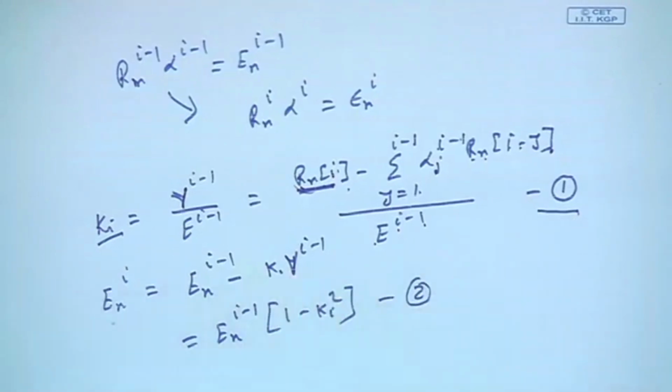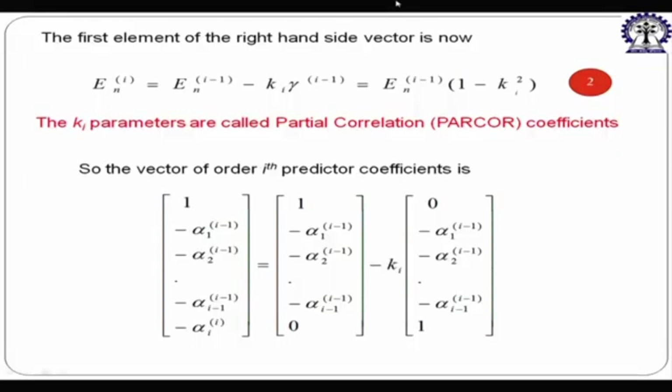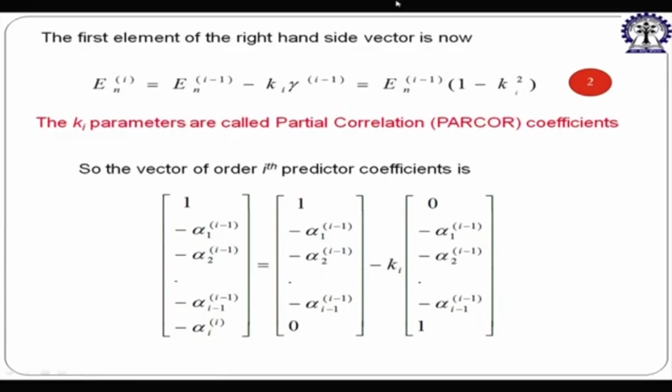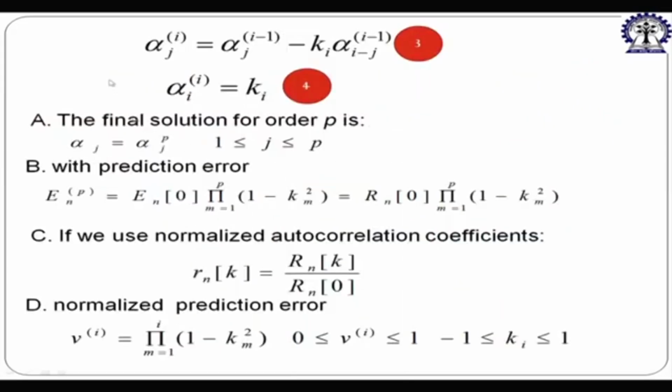Then I can put that value, and this k_i is called the partial correlation coefficient. Then we can solve for alpha_j(i) and alpha_i(i) equal to k_i.